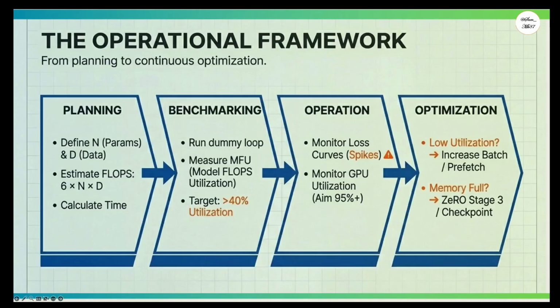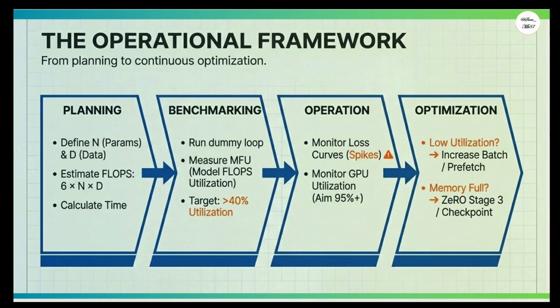All right. One thing that you need to consider is that training a model is not set it and forget it. It's a continuous life cycle. Every time you want to train a model, you start with the planning, where you use formulas like the ones we provided here to estimate your memory footprint and the required flops, which you can see here. Then before the final run, you need to do benchmarking with a dummy loop to ensure your model flops utilization, MFU, is at least more than 40%.